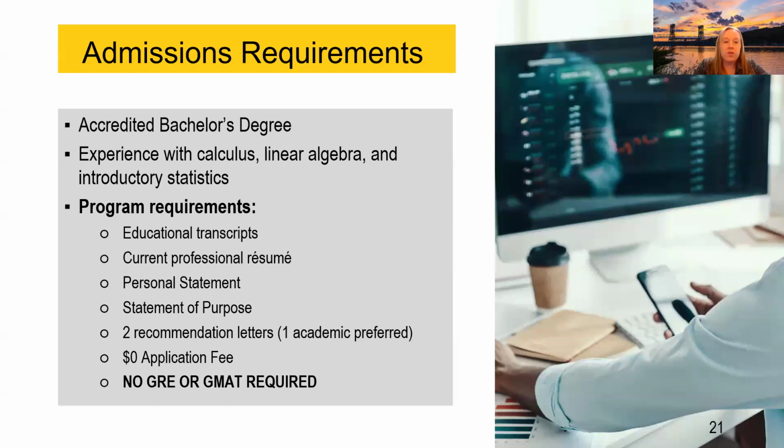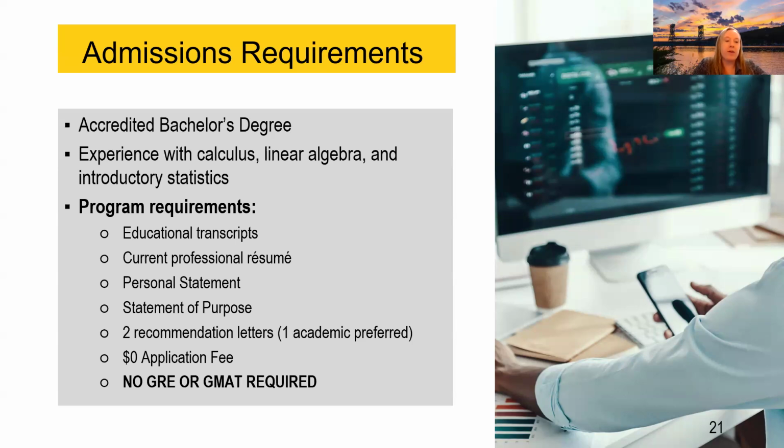The admission requirements would include you uploading a copy of those transcripts for your bachelor's degree. They can be unofficial transcripts to start as part of the application process, but usually within a semester or two of you starting your program, we would require that you submit official transcripts. You would upload a copy of your resume. There is a statement of purpose and a personal statement that you would write.